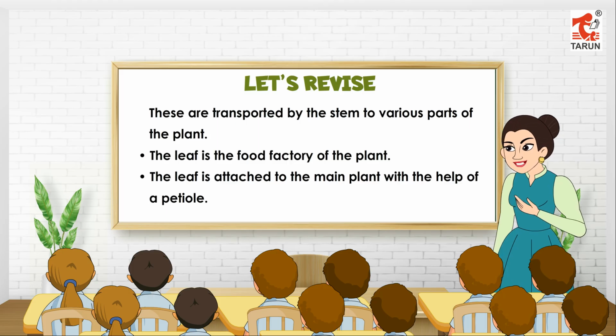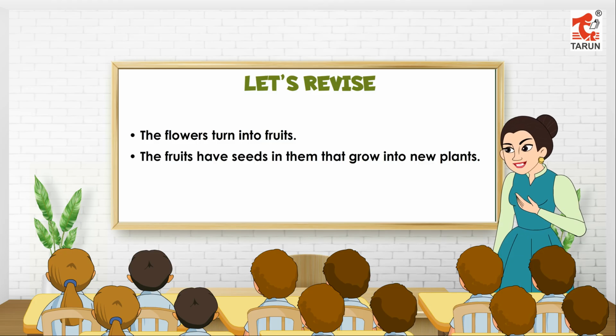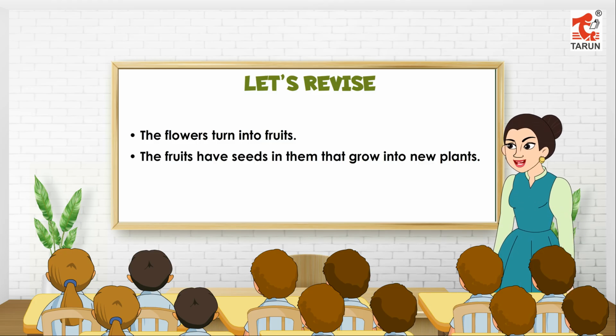The leaf is the food factory of the plant. The leaf is attached to the main plant with the help of a petiole. The flowers turn into fruits. The fruits have seeds in them that grow into new plants.